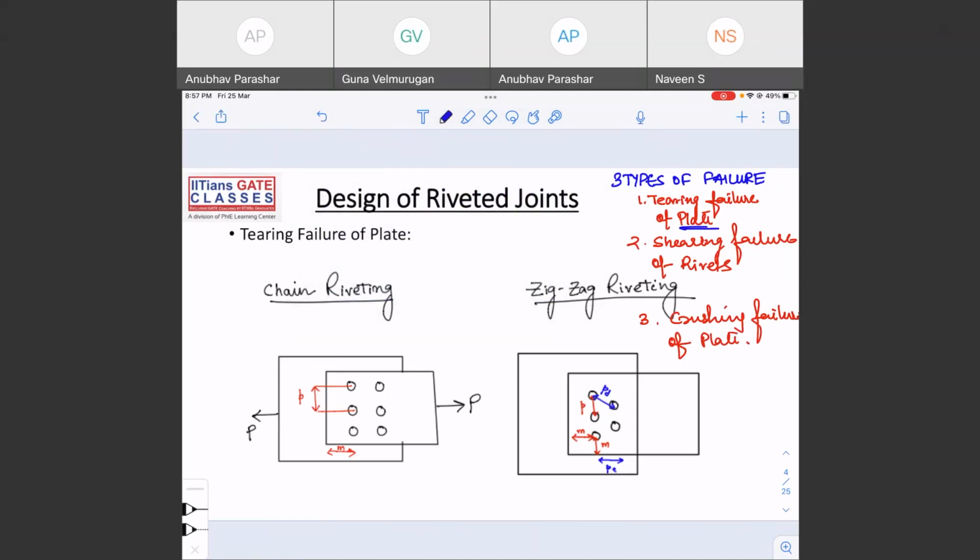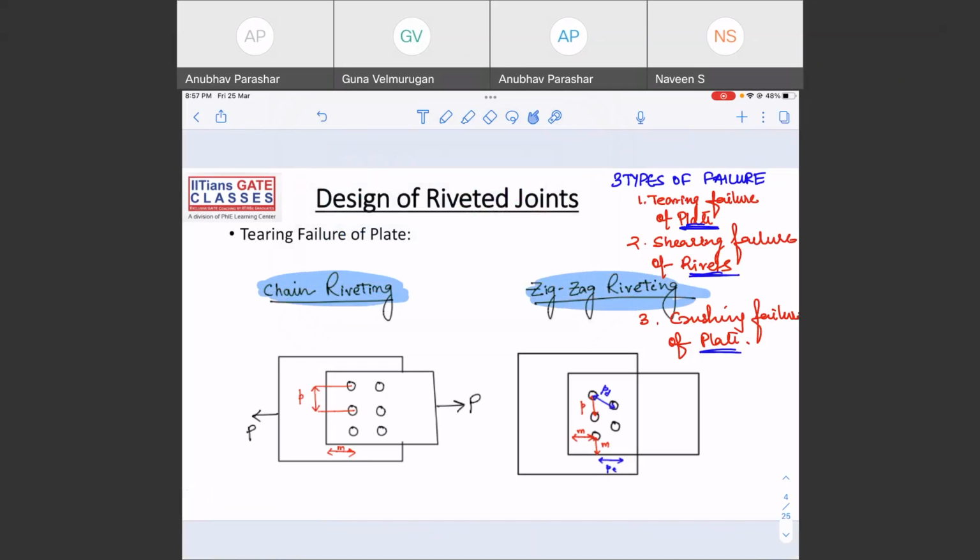Now please be careful, right? Tearing failure of the plate, you'll get to learn why I'm writing plate here, why I'm writing rivets here, and again why I'm writing plate here. This is also something very important to keep in mind. Before entering into that, let us see some different types of riveting. There can be two different types of riveting. What are those? It could be chain riveting, or it could be zigzag riveting.